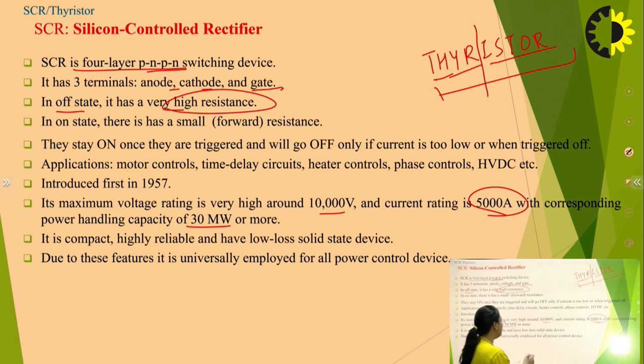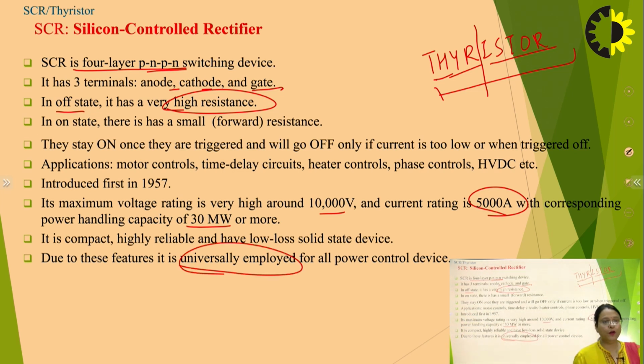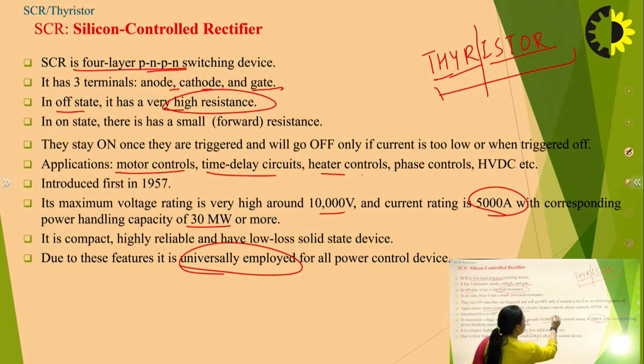Due to these features, this SCR is universally employed for controlling power, both types of power, AC as well as DC power. Its applications can be motor controls, time delay circuits, heater control, phase control, HVDC, etc. The important thing about the SCR is that it stays on once it is triggered, and will go off only if the current is too low or when triggered off.